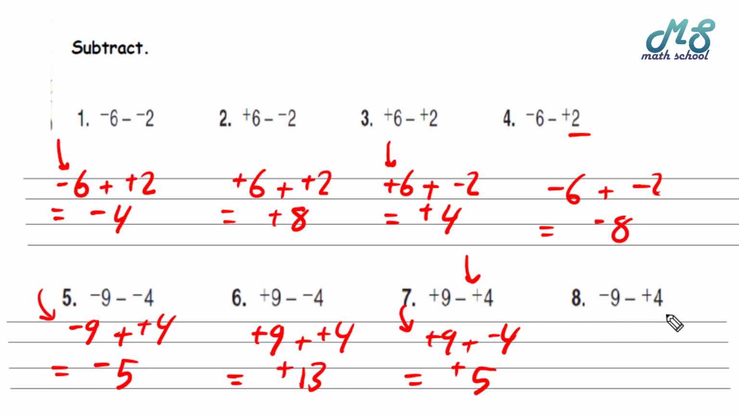Negative 9 minus positive 4. Finally, write negative 9 plus the opposite of positive 4, which is negative 4. Now we can add the two negative integers. 9 plus 4 equals 13, and put the same sign, it will be negative 13.